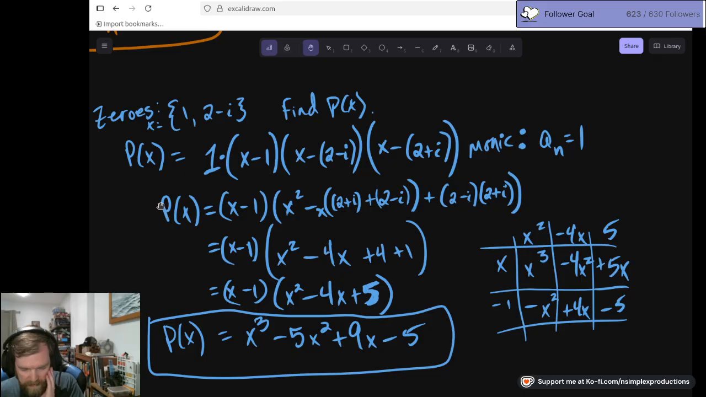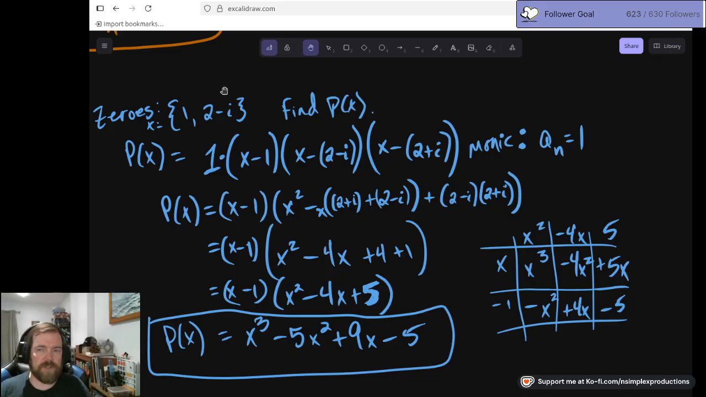So here this was: find the monic cubic polynomial p of x that has real coefficients such that the equation p of x equals 0 has 1 and 2 minus i as its roots. In this case, monic means a sub n, our leading coefficient, is equal to 1. We also want those roots and those roots only. So 1 and 2 minus i should be the only zeros that we know of.